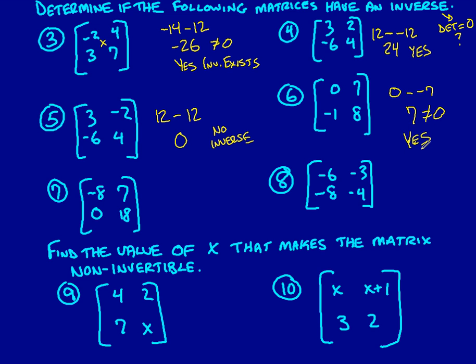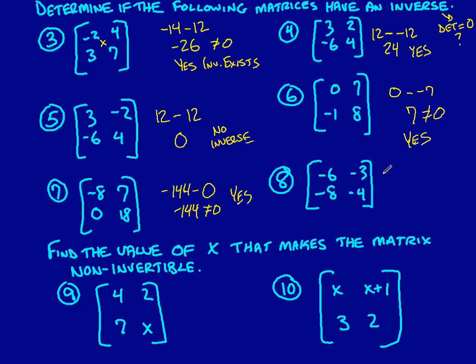There is a matrix. For number 7, okay, big, huge number here, should be negative 144 minus, well, 0 times 7 is 0. So negative 144 is my determinant. Again, it's not 0. I don't care what it is. So that just means, yes, there is an inverse for this one.